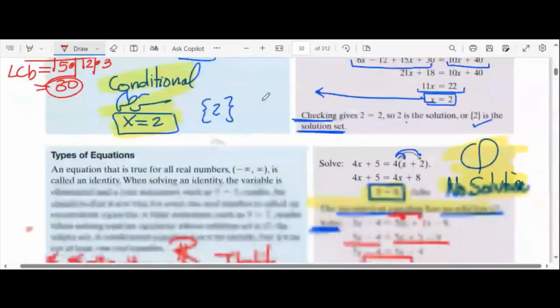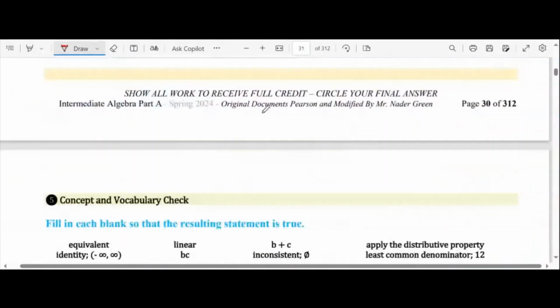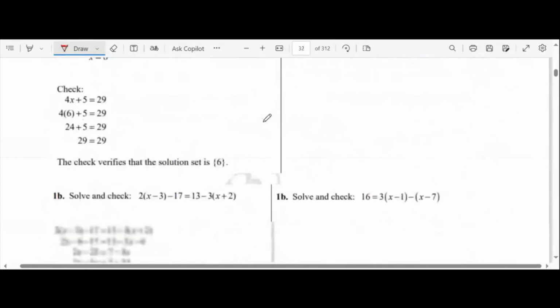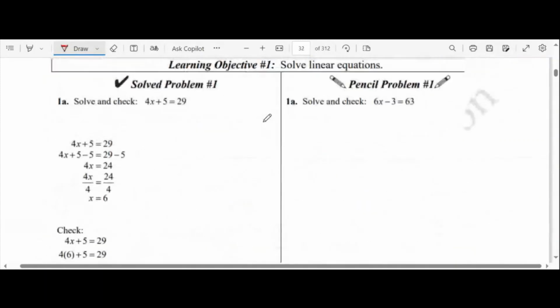Now, this is just only a summary of the lesson. Now, remember, we're going to start with the lesson from here. This is just only summary. Now, let's do this one.